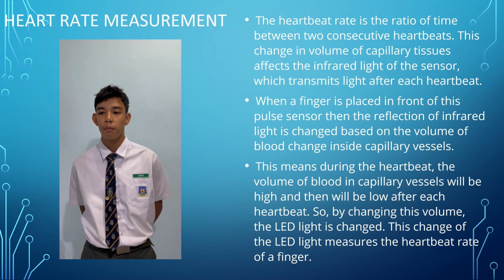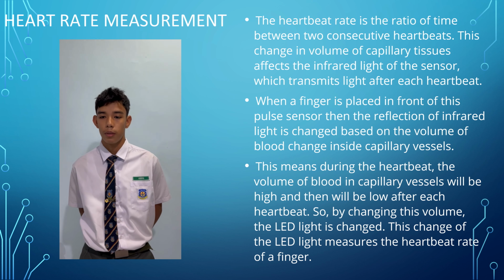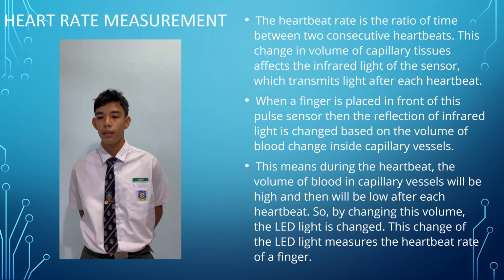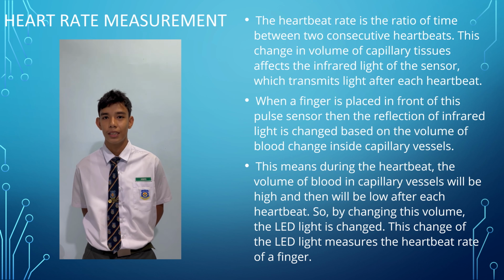This means during the heartbeat, the volume of blood in the capillary vessels will be high and then low after each heartbeat. So by changing this volume, the LED light is changed. This change of LED light measures the heartbeat rate of a finger.